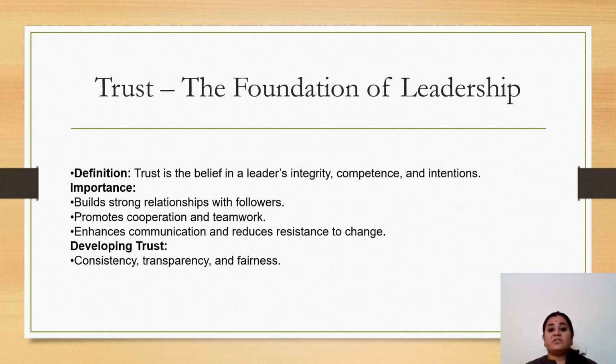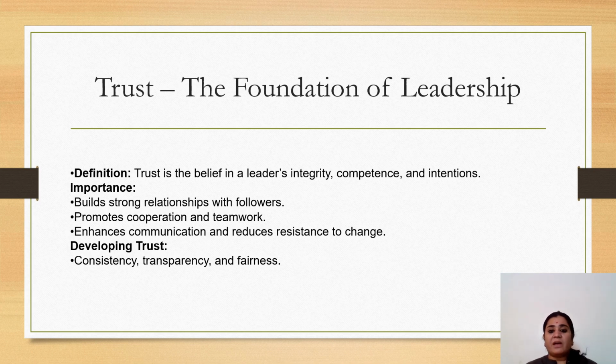There is some importance of this type of leadership. When you gain trust, the first is building strong relationships. Trust fosters loyalty and commitment from the team members. It even promotes cooperation. When people trust their leader, they are more likely to collaborate and share ideas freely. It also enhances communication: open communication flows more easily in environments of trust. It even reduces resistance to change, meaning followers are more likely to accept change if they trust the leader.